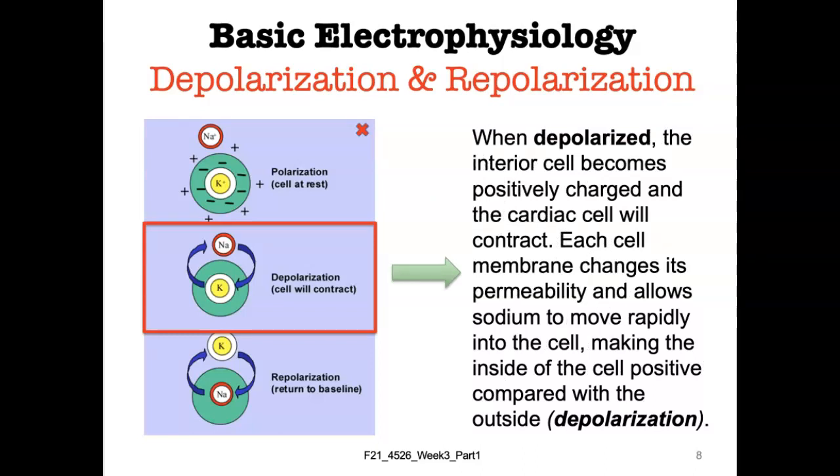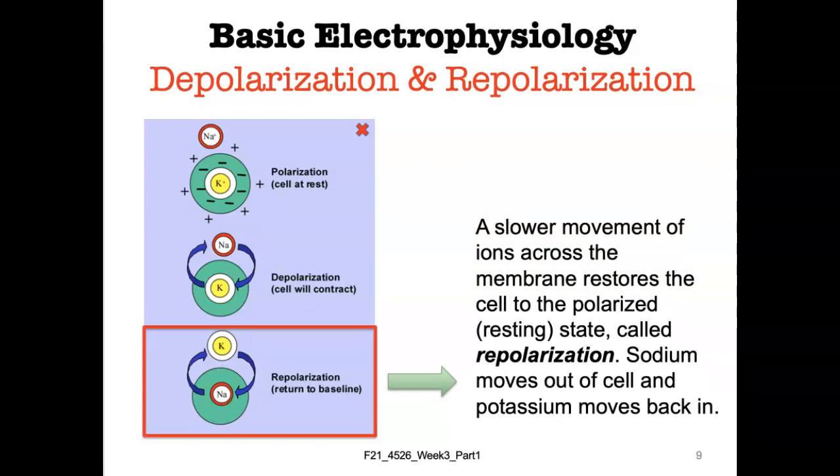When depolarized, so when there's an electrical stimulus, or you can think of the action potential, the sodium and potassium switch through the sodium-potassium pump. When depolarized, the interior of the cell becomes positively charged with sodium, and the cardiac cell will contract. Each cell membrane changes its permeability and allows sodium to move rapidly into the cell, making the inside of the cell positive compared to the outside of the cell. This is called depolarization, and the cell contracts. So you've almost got two mechanisms here: your electrical mechanism and your mechanical mechanism of the contraction.